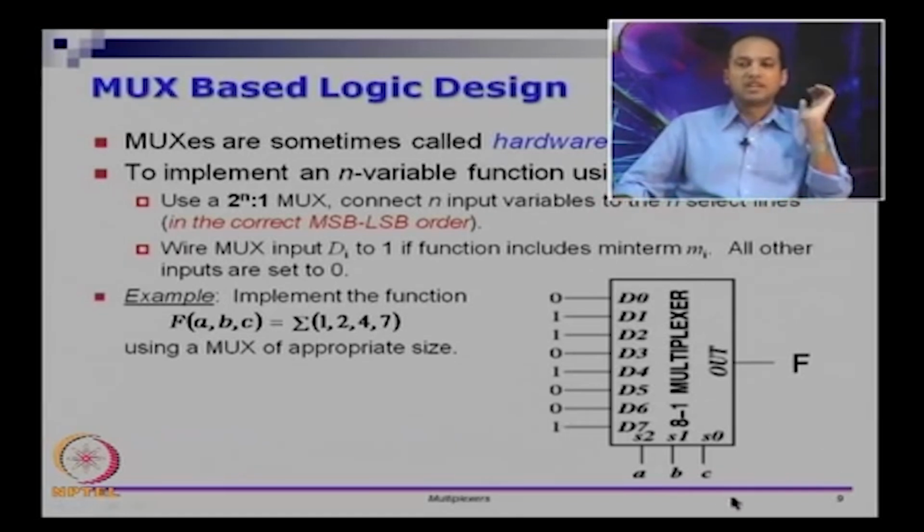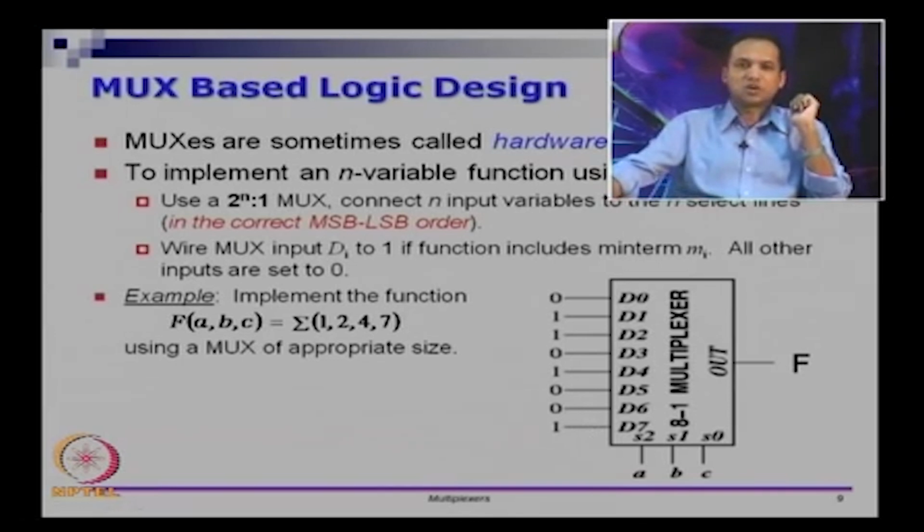All you have to do is take the 3 variables in this case and take the function that you want, stick its truth table at the inputs, you are done. So if I gave you a truth table, let us say 1 3 5 7 instead of 1 2 4 7, all you have to do is make D1 on, D3 on, D5 on and D7 on, the rest of them 0, that's the circuit that you want. It's as simple as that.